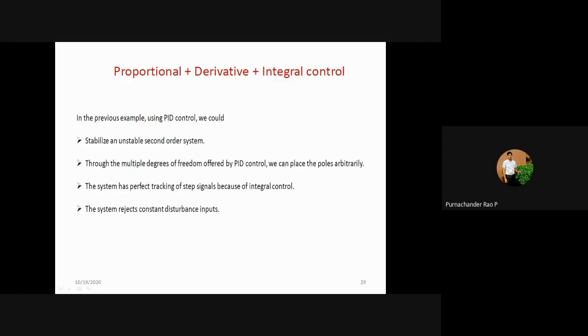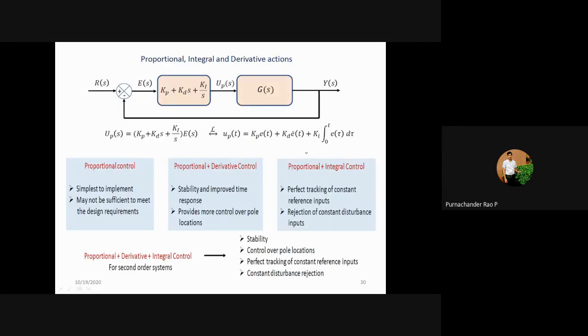It stabilizes an unstable second order system. The multiple degrees of freedom offered by the PD control can place poles arbitrarily, and the system has perfect tracking of step signals because of the integral controller. The system also rejects the constant disturbance. So these are some differences between the proportional, PD and PID controllers.